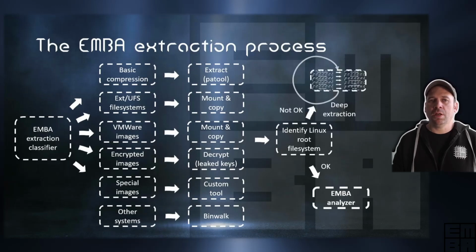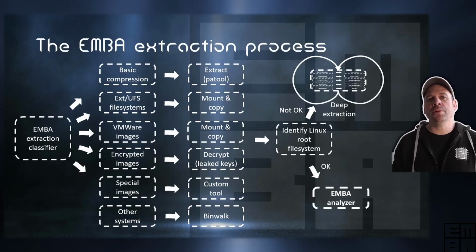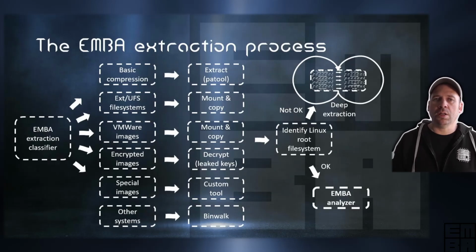But if we do not identify a Linux root file system, we are now starting up the deep extraction mechanism, which means that we are walking through all of the files that we have currently extracted, and we try to extract them again. So this means we now have the possibility to find some hidden file systems that are somewhere in the firmware binary blob, and we can now extract them.